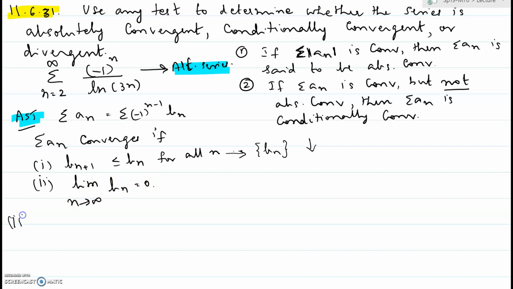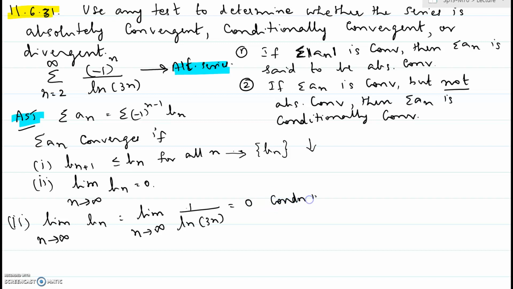So let's try to prove condition 2. We will consider the limit as n approaches infinity of bn, which is the positive part of the alternating series, which is 1 over ln of 3n. As n approaches infinity, we have 1 over infinity, 1 over a large number, which is 0. So condition 2 is automatically satisfied here.